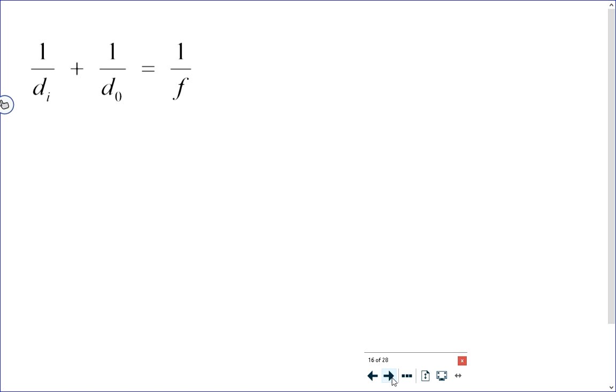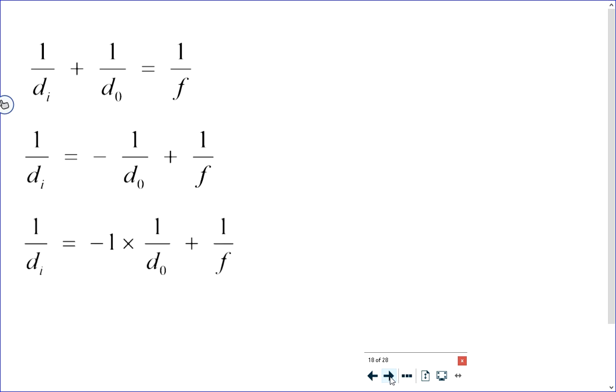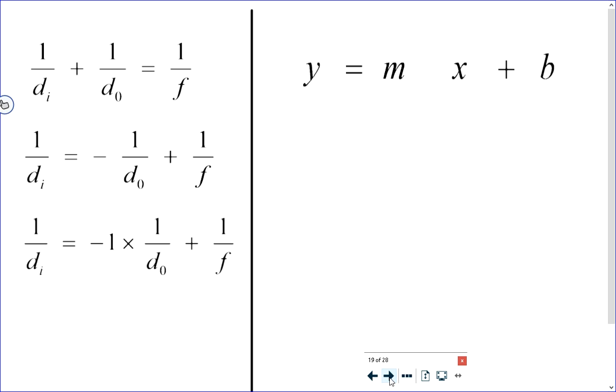I'm going to subtract 1 over dO. And I get 1 divided by di equals negative 1 divided by dO plus 1 over f. And I'm going to squeak a negative 1 in there. Instead of saying negative 1 over dO, I'm going to say it's negative 1 multiplied by 1 over dO. Now what I want to do is compare that equation to y equals mx plus b, because it's a straight line. And I love this analysis.